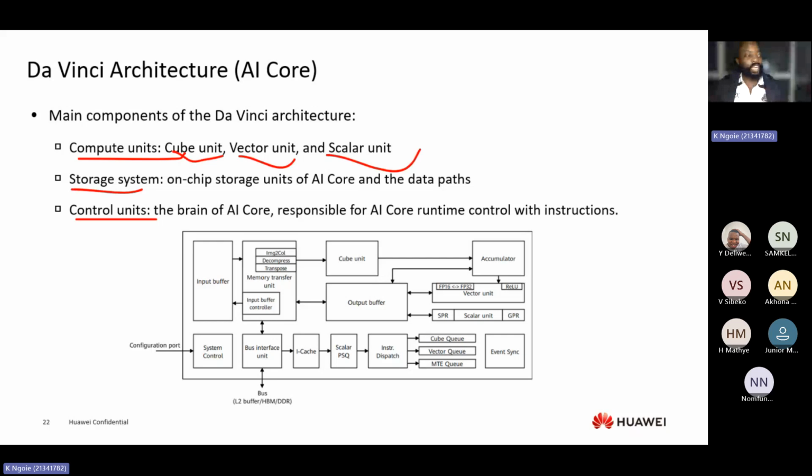Then we have the storage system, which will have all the storage units of the AI core. And then we have the control unit, which basically represents the brain of the AI core. And then we have the cube unit, which is part of the compute unit.